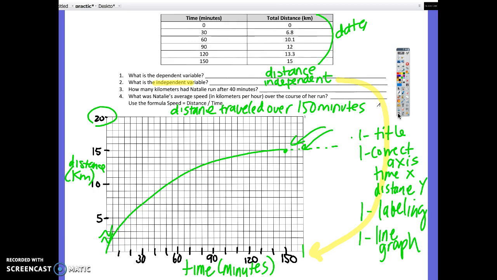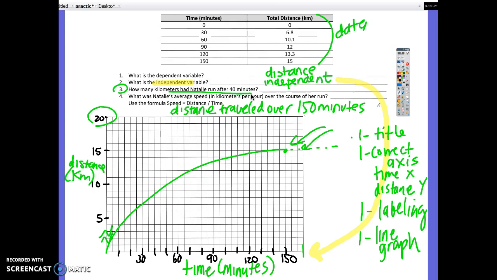That's all right. Questions 3 and 4 at the top. A common thing they do on the AP exam, a very, very common thing they do, is ask you to make a prediction. So this says, how many kilometers had Natalie run after 40 minutes? You don't have that actual data.